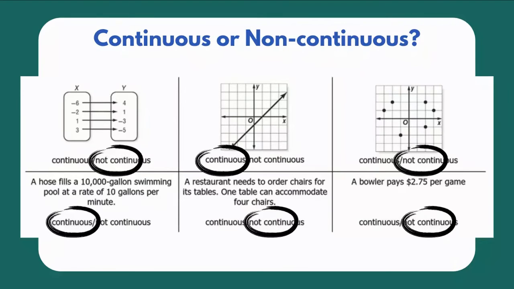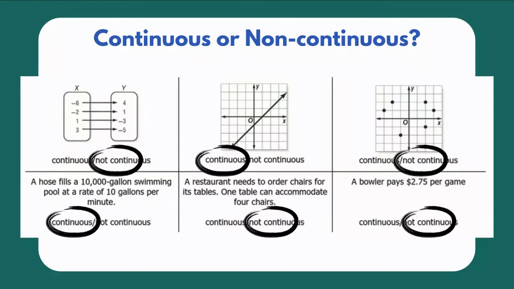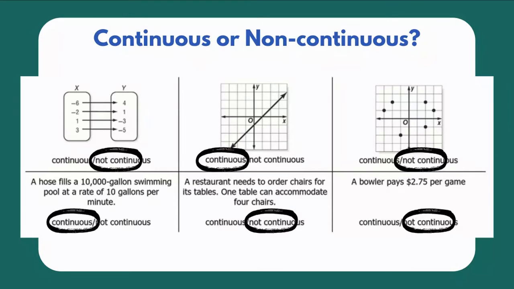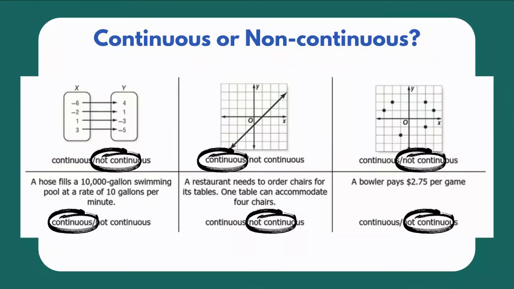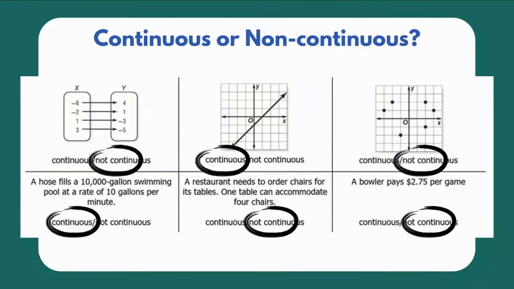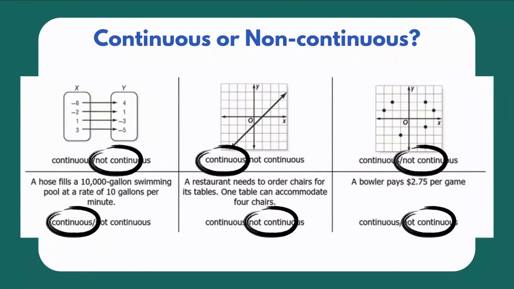Next, we have some word problems. The first word problem on the bottom says, a hose fills a 10,000-gallon swimming pool at a rate of 10 gallons per minute. This is a continuous function because the swimming pool will literally continuously be adding water. Each second, each millisecond, there will be more water added into the pool. So this isn't going to give us a bunch of ordered pairs. This would give us a continuous line if we were to put this situation on a graph.